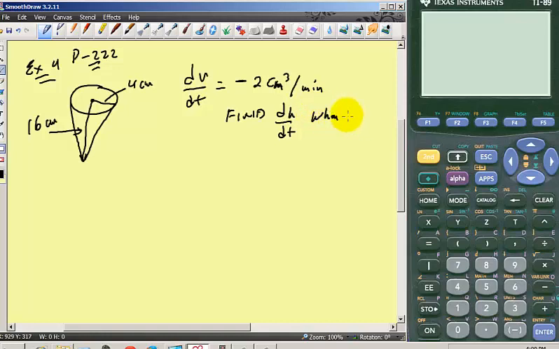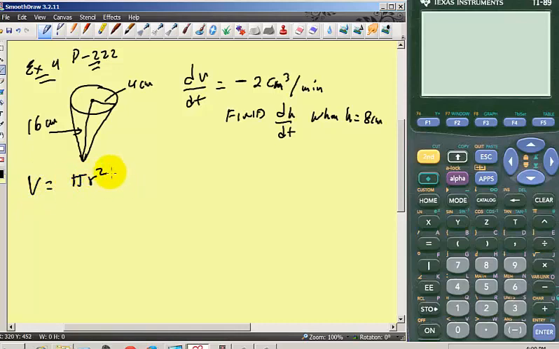So when h is equal to 8 centimeters. Alright, so this is a cone. We're dealing with the volume of a cone, so that means we've got to find the volume formula for a cone. First of all, the area of a circle is pi r squared.